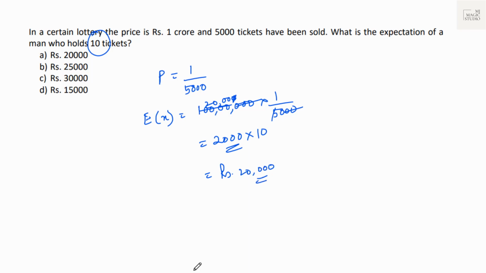Expectation means the maximum average, with loss and win, that the person can expect. Option A is the pick.